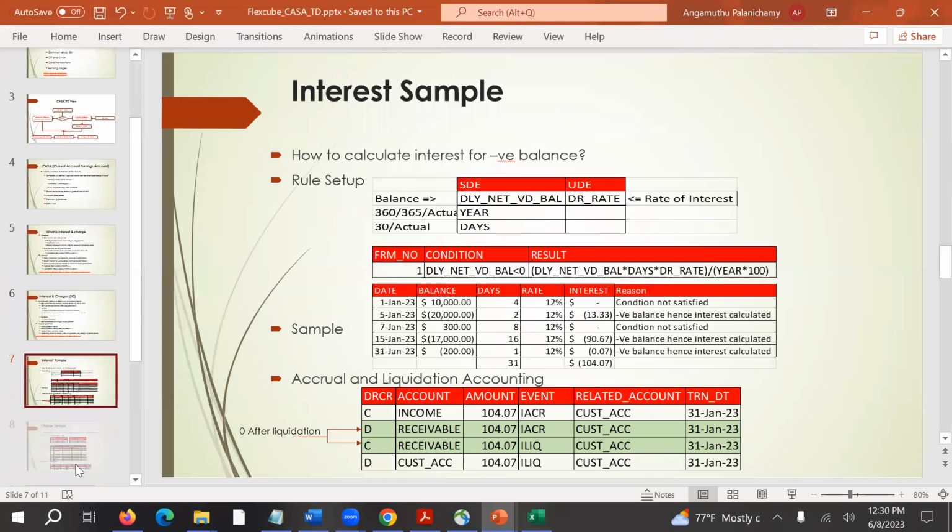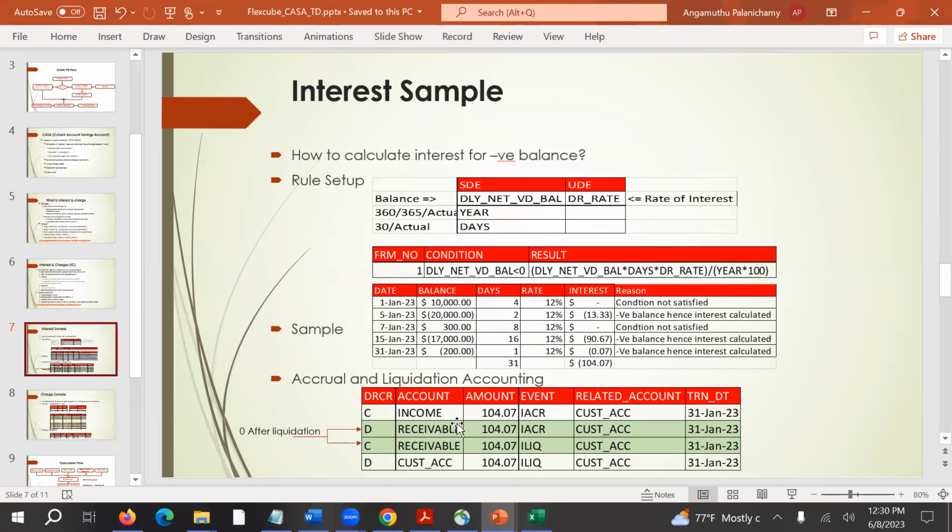That is the sample I provided here. Here I have given it in detail. During the accrual process, this is an event, the accrual event. This is actually given for the debit interest here. I'm debiting the receivable and crediting the income. Income is given to the bank, and this is the receivable GL. Finally, during the liquidation event, I debit the customer and credit the receivable GL. So this GL is nullified after the liquidation.